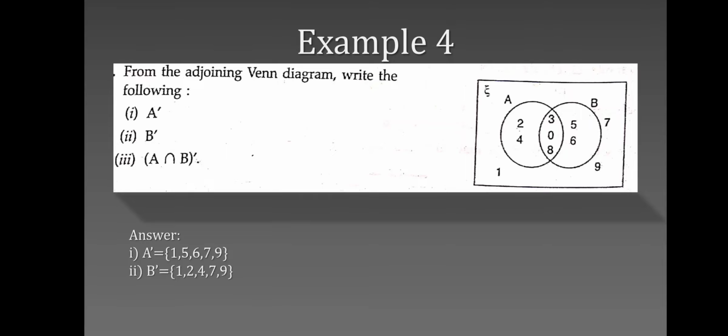Right? Now A intersection B complement. So now what is A intersection B? A intersection B is 3, 0, 8, and leaving these 3 numbers, anything else is in its complement. So therefore A intersection B is 0, 3, 8, and hence the complement is 1, 2, 4, 5, 6, 7, 9. Right? Simple and easy for us to understand. Next, problem number 5.